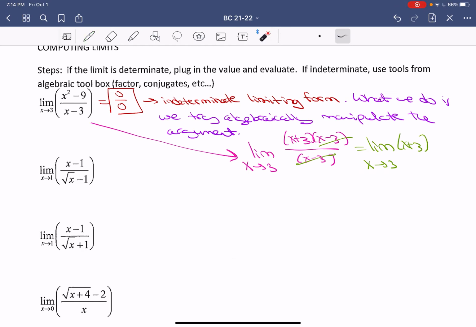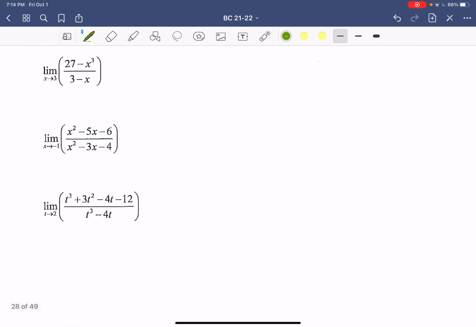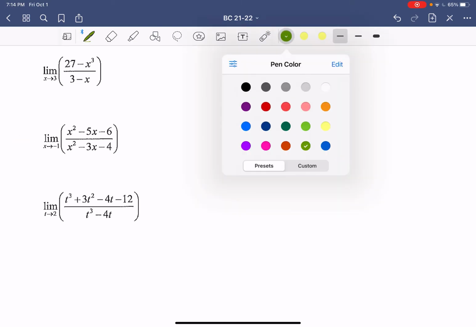Now let's try. It turns out this limit does exist. It equals 6. Okay? Let's come down here to these right here. Let's do this one right here. Okay? I'll just do it together with you.